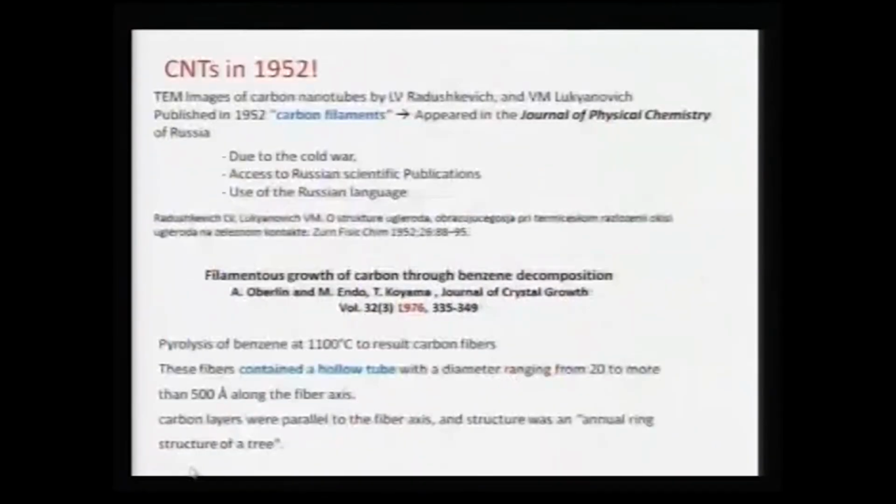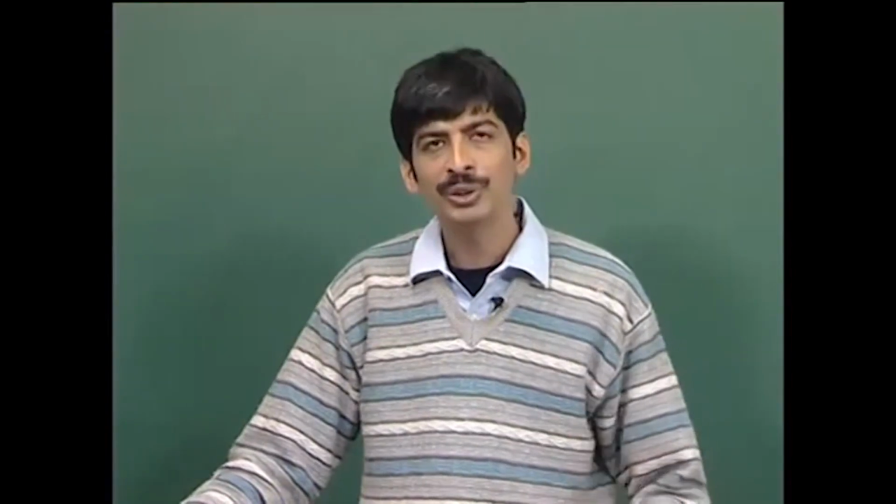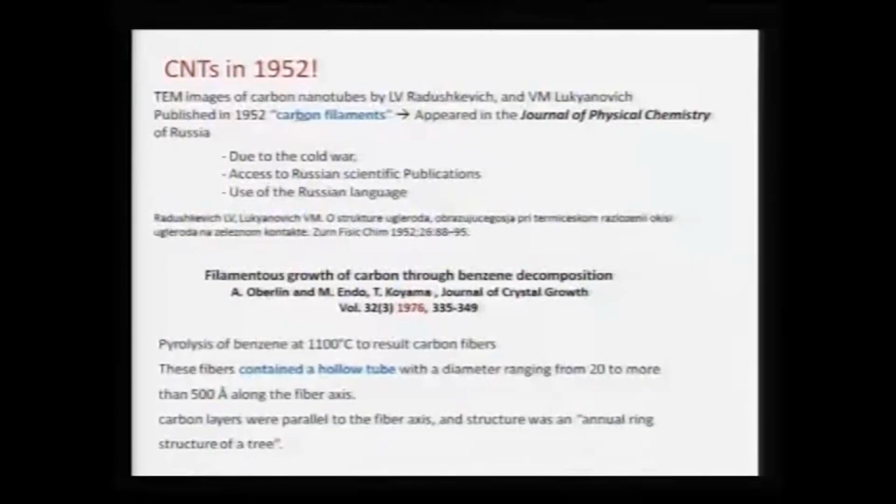As I said earlier, the carbon nanotubes were discovered in 1991 by Sumio Iijima, but these CNTs were actually named as carbon filaments even as early as 1952. That is what we can see here. The transmission electron microscopy of these carbon nanotubes was mentioned as early as 1952, maybe 40 years before, in the Journal of Physical Chemistry of Russia.